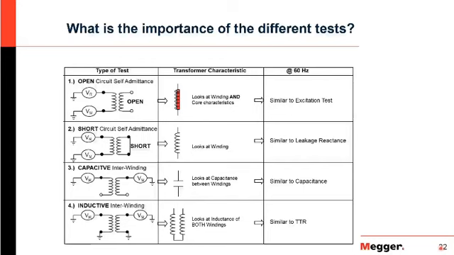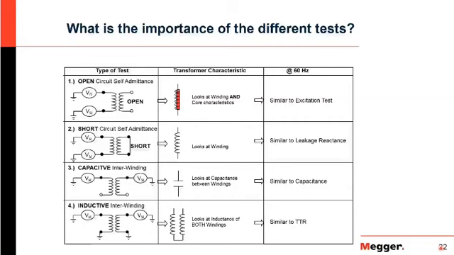So now that we've gone through the four basic types of tests you can do, really these are all types of tests we've done with other test equipment before. What about our open circuit self-admittance test? We're energizing one side of the winding, and we're measuring the response on the other side. This is looking at the windings and the core characteristics, but really it's similar to the excitation test you would do with a power factor test set, where you're just seeing how much current it takes to excite that winding. But instead of doing it at a high voltage at one frequency, we're doing it at low voltage at a wide range of frequencies.